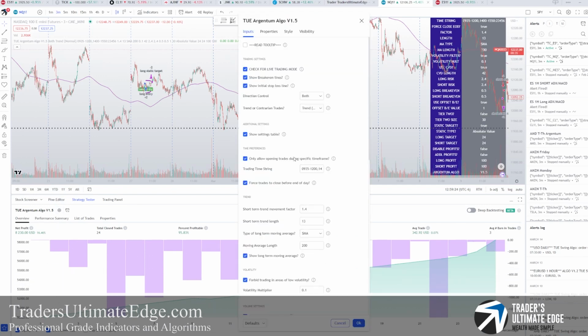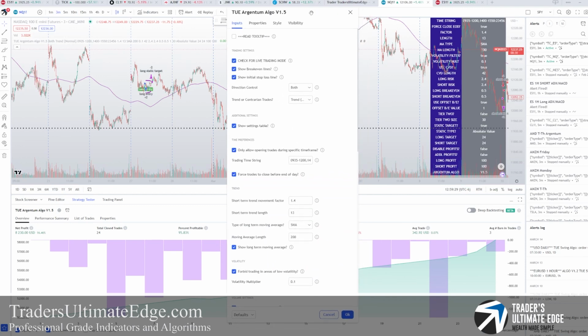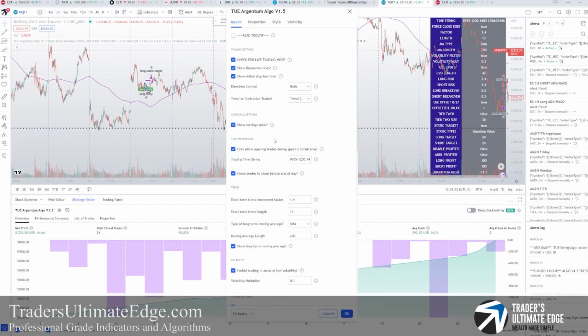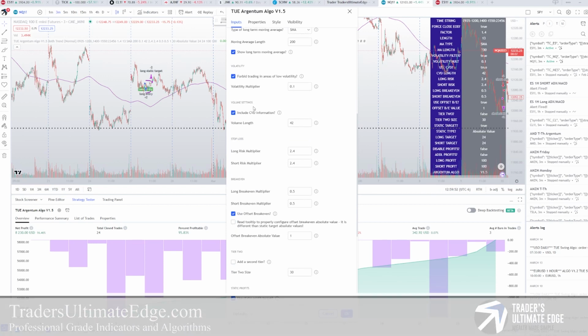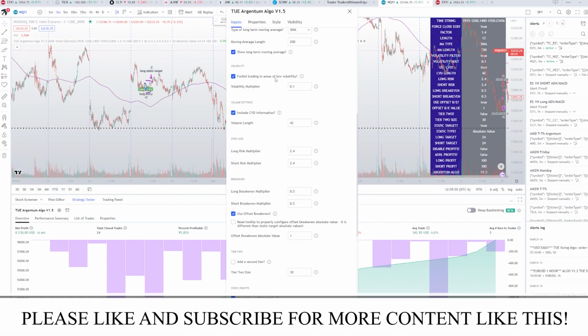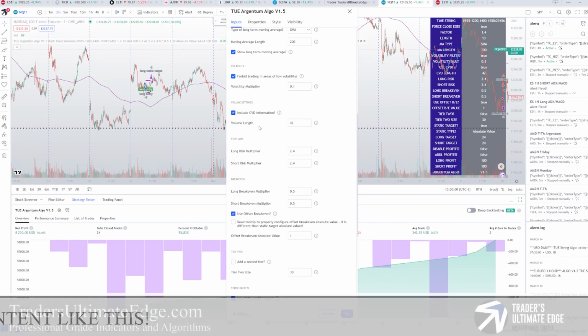But anyway, what I'm doing, and you can see here, this is the settings for the Argentum algo, not the ADX MACD. It allows you to filter things out, right? So we've got the direction control. It can go long, short, both, trend or contrarian. You can choose which times of day you want it to trade. You'll see I cut out lunch right here, and I force trades to close at the end of the day, so I don't want them swinging. And then here's filtering out areas of low volatility. Here's adding volume length, that sort of thing.